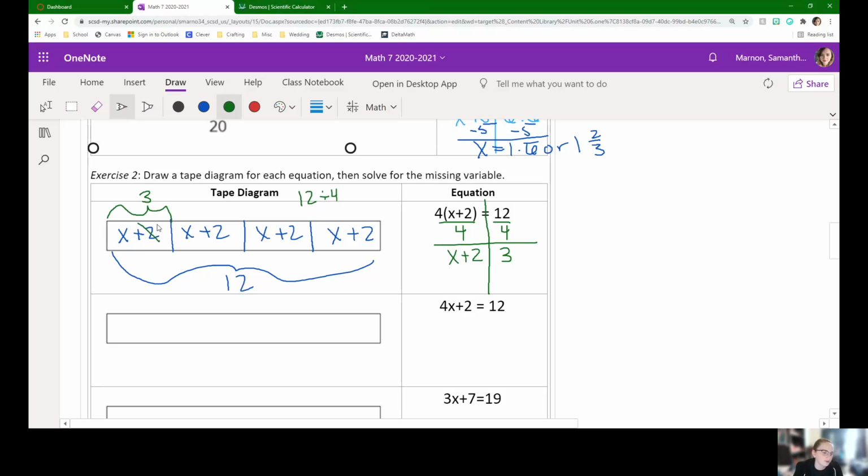Now I can take away the 2 from the group, take away 2 from here. That means X must be 1. So when we take away 2 here algebraically, we can see that X equals 1 here as well.